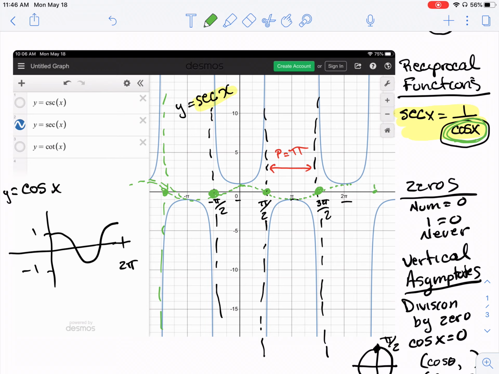I know I'm hitting this hard, but it's something that I need you to know in the future. So division by 0 causes vertical asymptotes. You can use either your unit circle to find those locations, or if you prefer sketches, you just have to do something that helps you remember where those vertical asymptotes are.